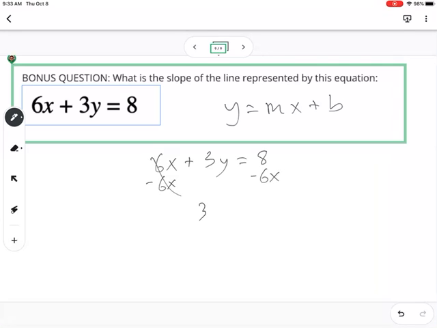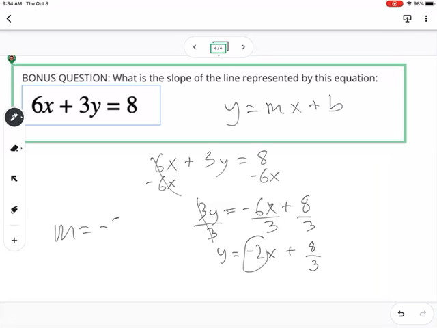So take away 6x from both sides. And we're left with 3y equals, and now I'm going to write this in mx plus b form, just because I know the way I want it to be arranged eventually. And then the last step is divide by 3, and when you do that, you have to divide each term by 3. The 3 cancels, and you're left with negative 6/3, which is negative 2x, plus our intercept, which is a fraction or a decimal. I'm just going to leave it like that, because this problem is asking what is the slope, so that is our slope. So m equals negative 2.